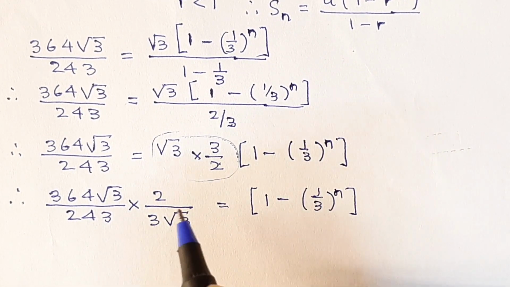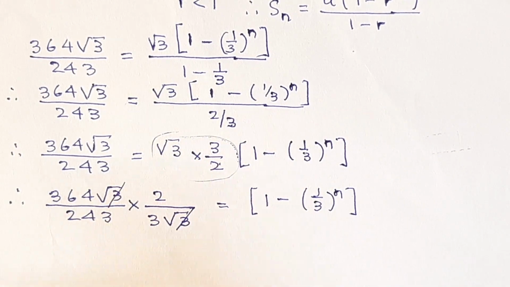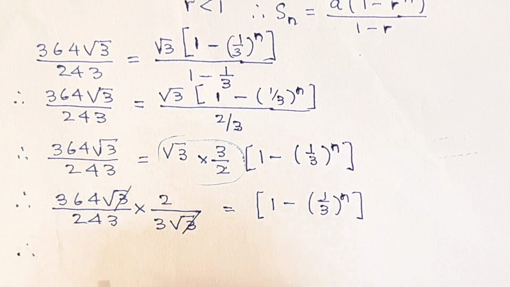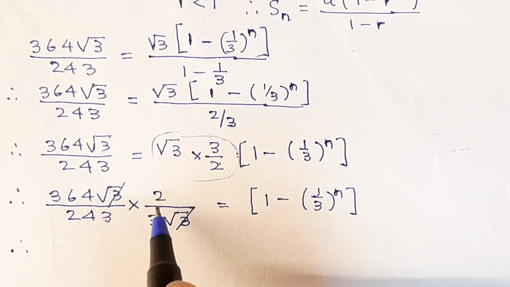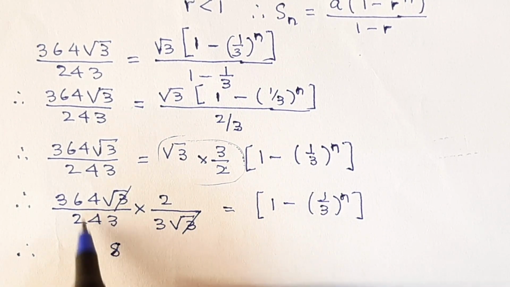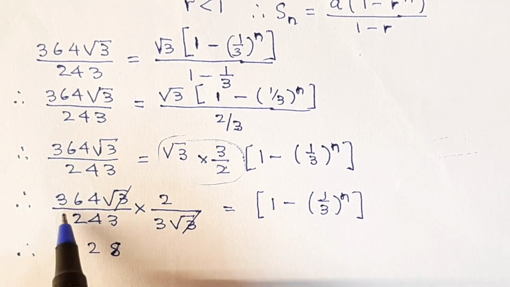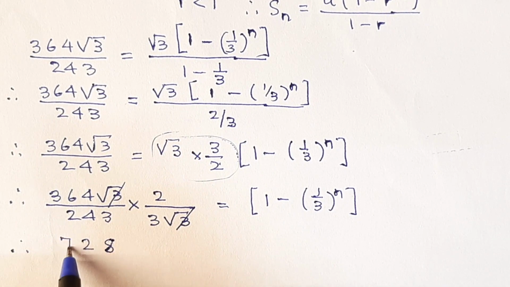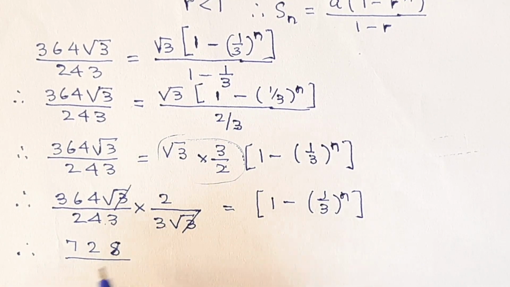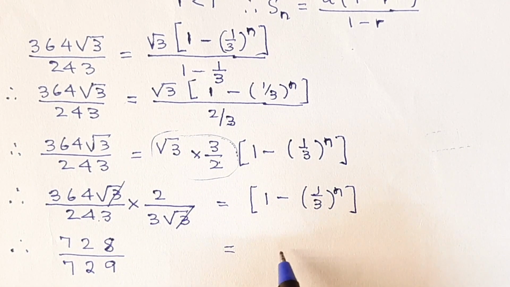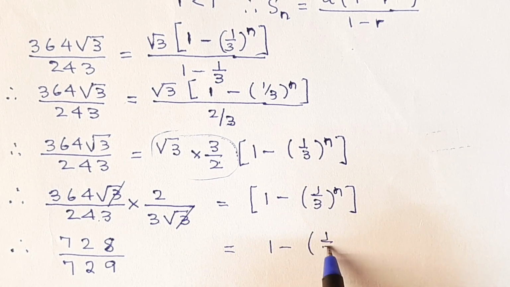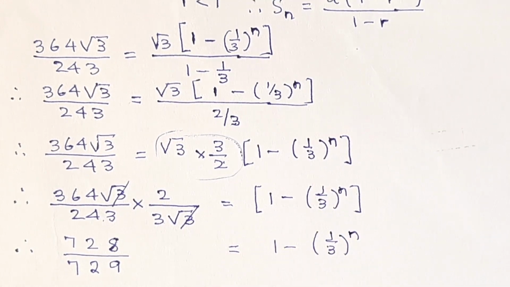Are you with me? Now, root 3 got cancelled. Can we do anything more here? We have to just multiply this number because 3 cannot divide this, 2 cannot divide this. So, 2 4s 8, 2 6s 12, and 2 3s 6, and carried over 1, that is 7. And here we'll multiply 3 3s 9, 3 4s 12, carry 1, 3 2s 6, and 1 is 7. And that is equal to 1 minus 1 upon 3 to the power n.